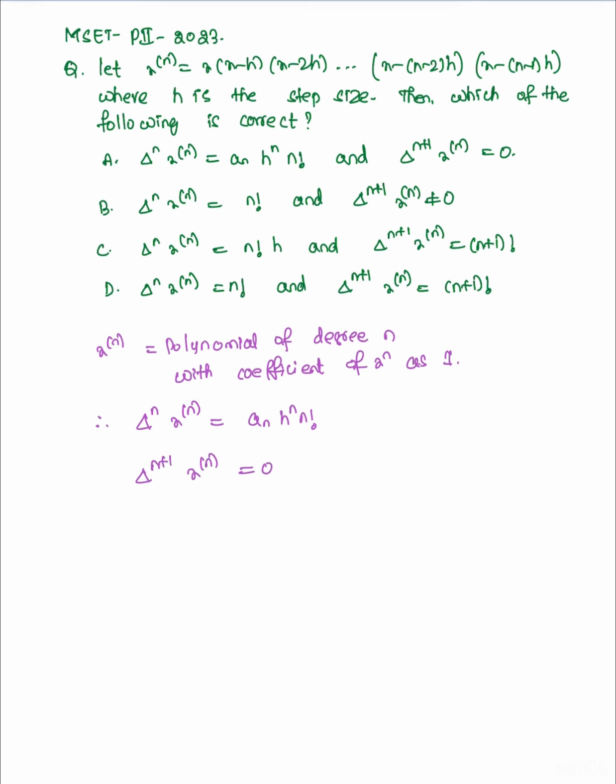So this is held by option 1. Therefore delta power n of x power n is equal to a_n h power n into n factorial, and delta power n plus 1 of x power n will be equal to 0. So the correct option is option A.